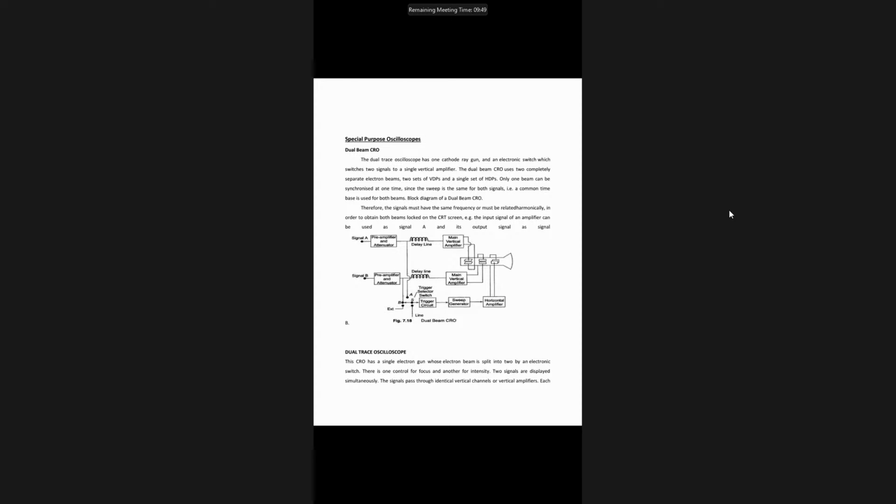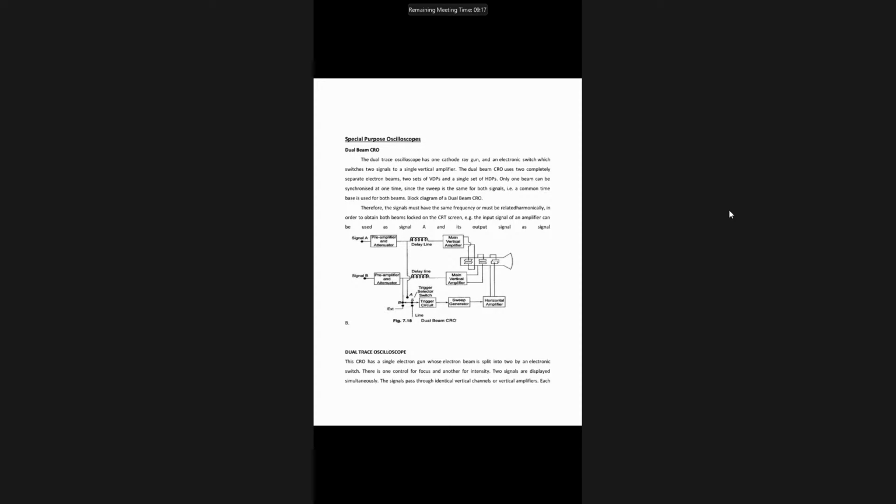Next is the dual trace oscilloscope. Dual trace, as the name suggests, is also used for the same purpose, to trace two signals on the same face of the screen, but here a single beam is used. We are not using two beams. Only a single electron gun is there in this dual trace oscilloscope, while in dual beam we are using two electron guns, two separate beams to trace the two signals simultaneously. But in the dual trace oscilloscope, a single beam is used to trace the two signals simultaneously.